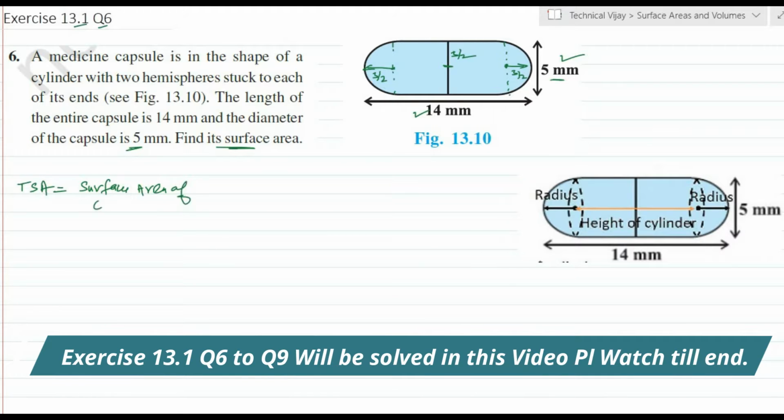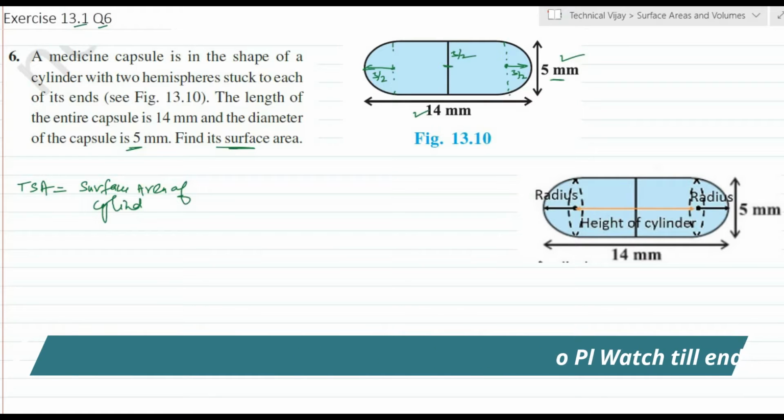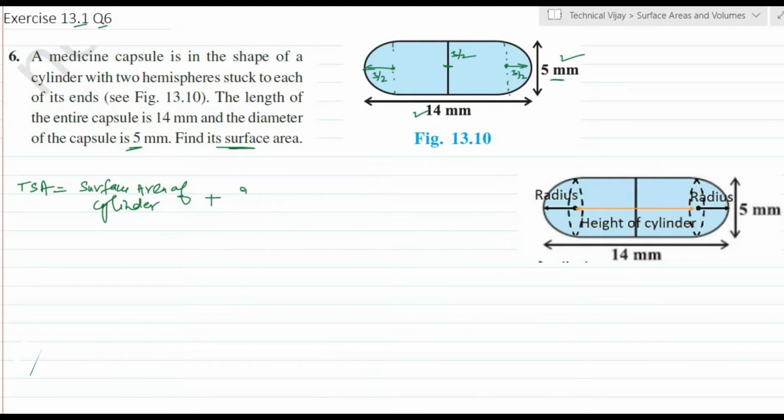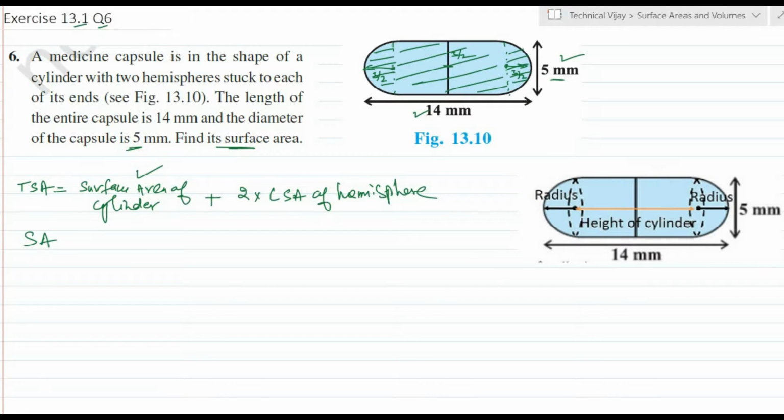of the cylinder. The cylindrical shape is there, no? Between this cylinder, plus 2 into the surface area of a hemisphere, because there are two hemispheres. So this portion is over. After that, this is one hemisphere and this is another hemisphere. The formula for the curved surface area of the cylinder is 2 pi R H, where R is the radius and H is the height of the cylinder.